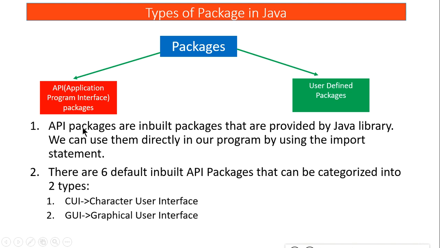Now API packages can be categorized into two types: character user interface and graphical user interface. What I'm trying to say is, if you are writing programs which will only have a text output, then it is called character user interface. And if your software requires a GUI like a login frame, login window, registration window, then you will create a GUI package, that is graphical interface.